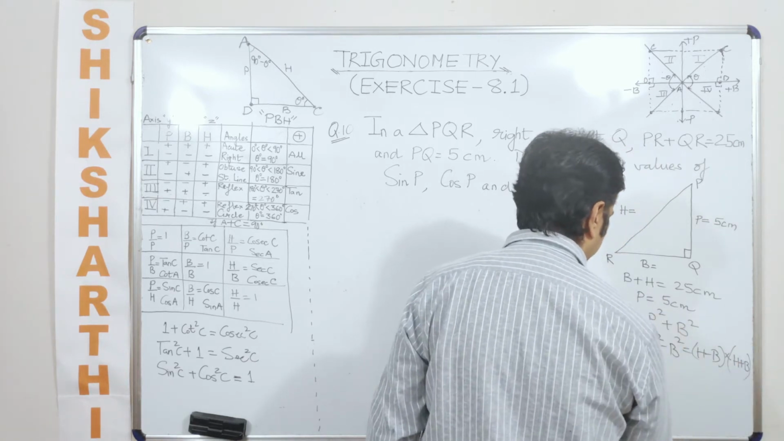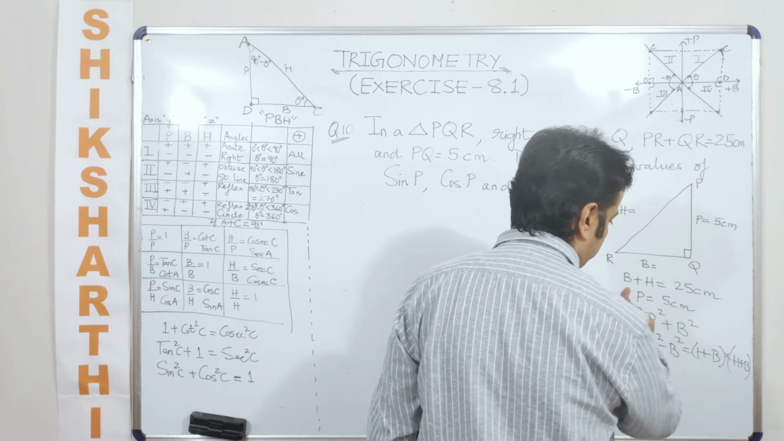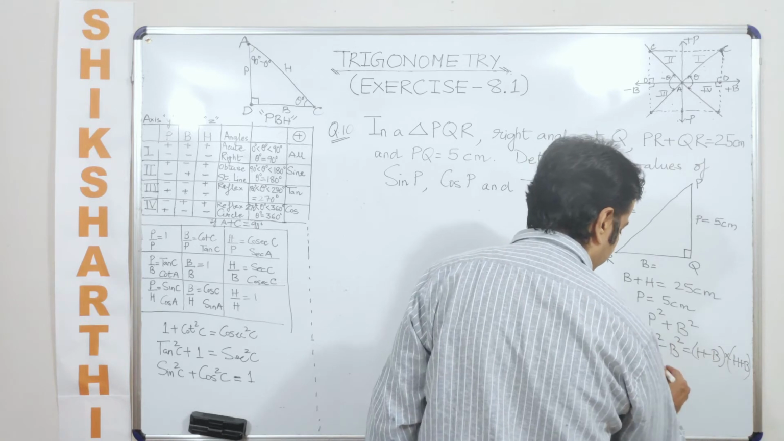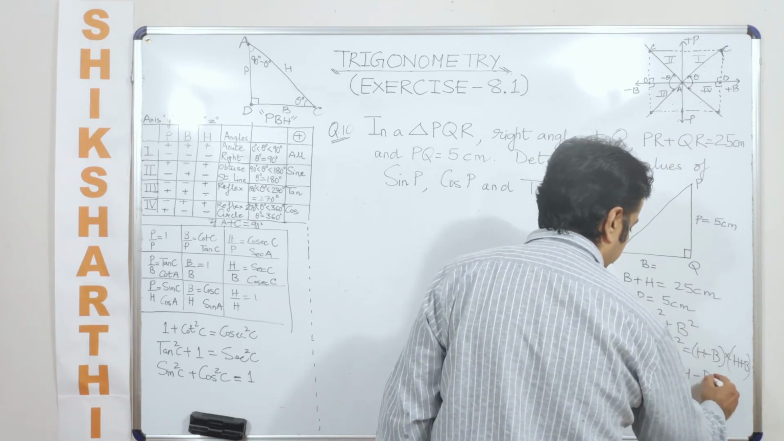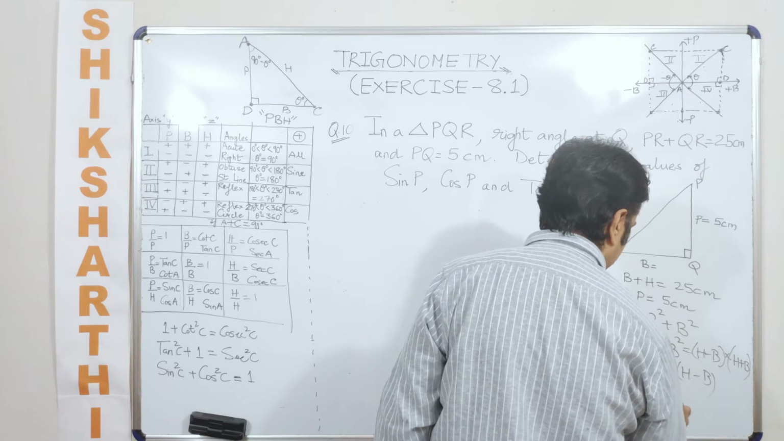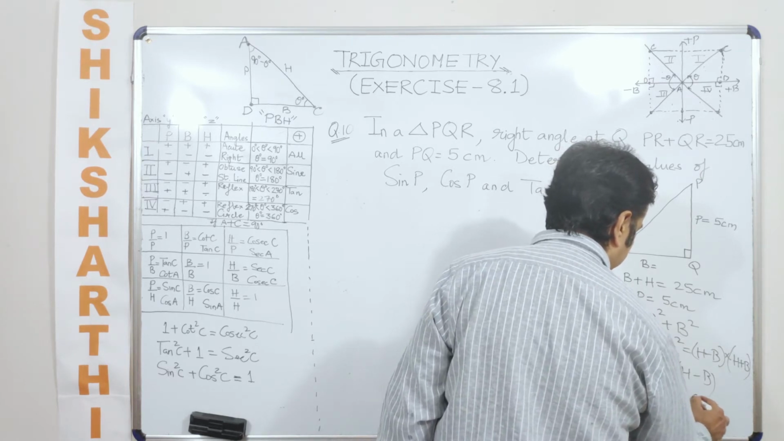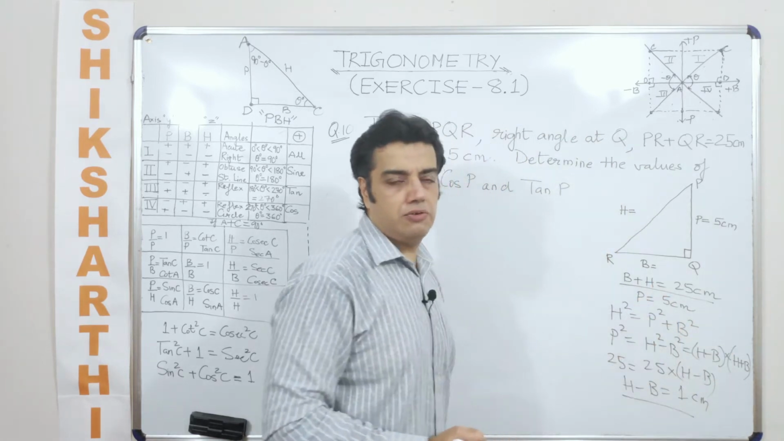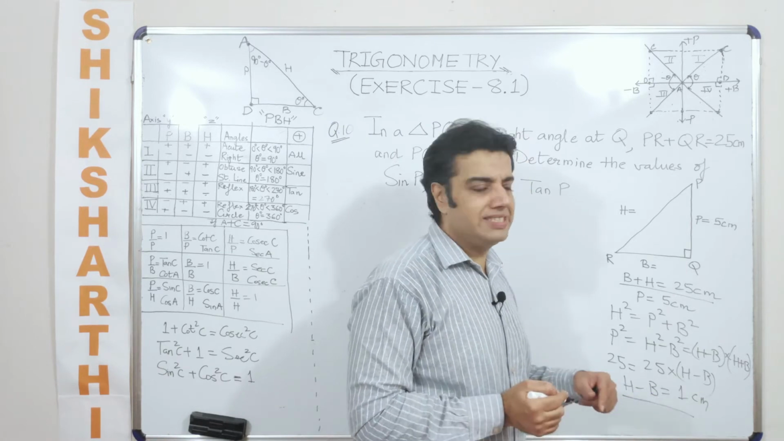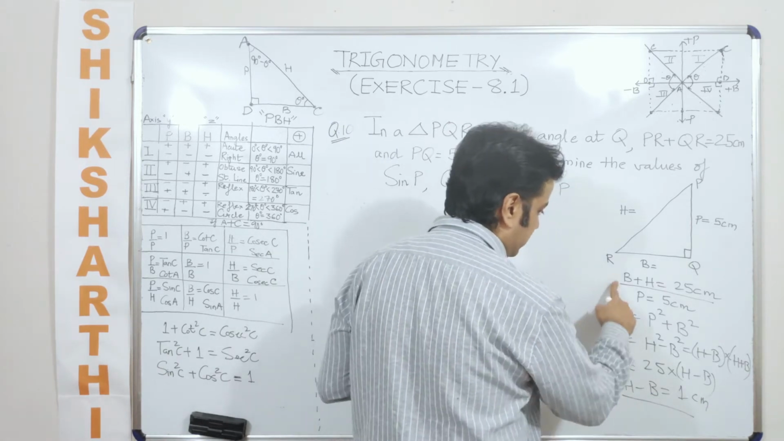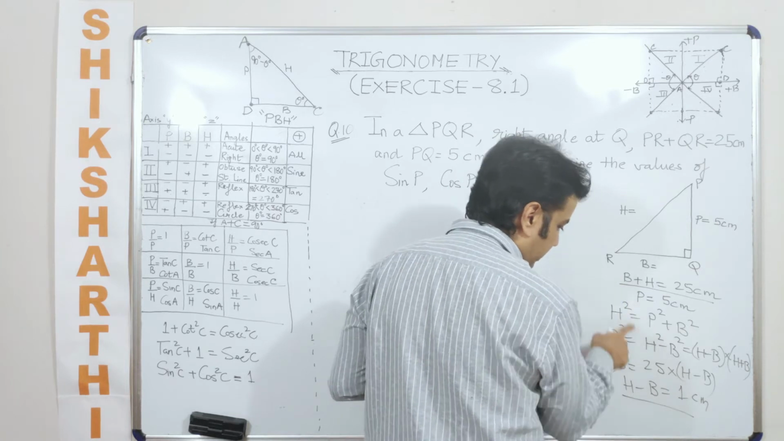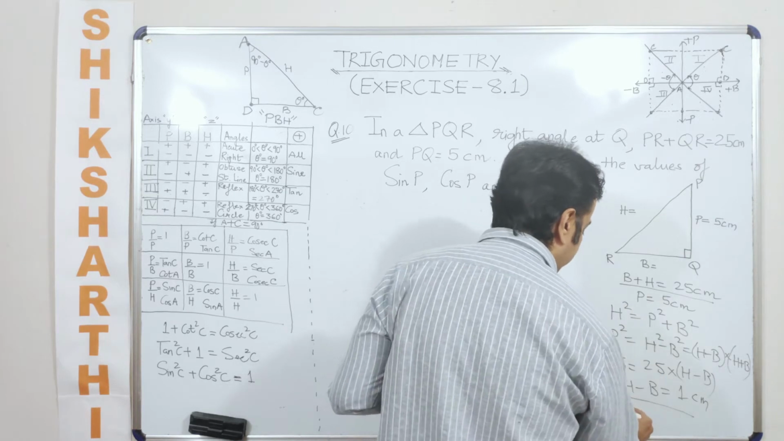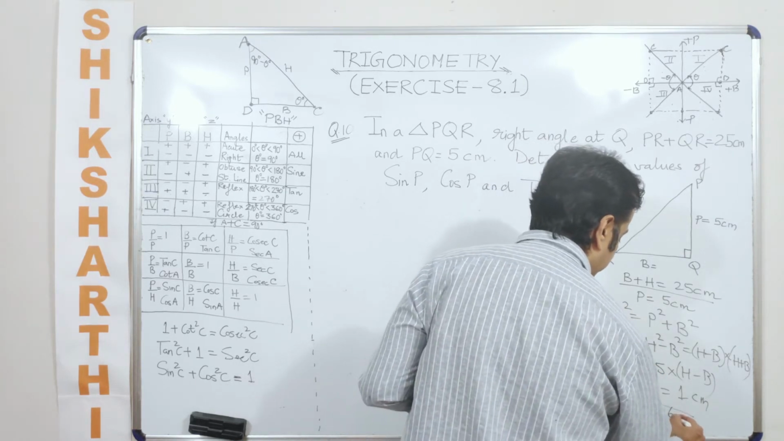Now how much is P square? 25. Now what is the value of H plus B? The value of H plus B is also 25 into H minus B. So from here you get the value of H minus B as 1 centimeter. Now you have two simultaneous equations. One is H plus B is equal to 25 centimeters and H minus B is equal to 1 centimeter. So when I add these two equations, B is cancelled out and I get the value of 2H as 26 centimeters.